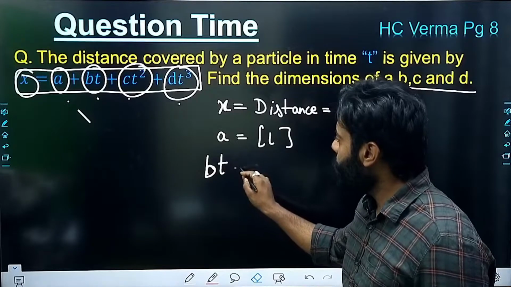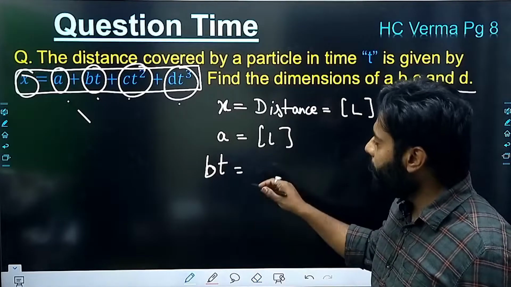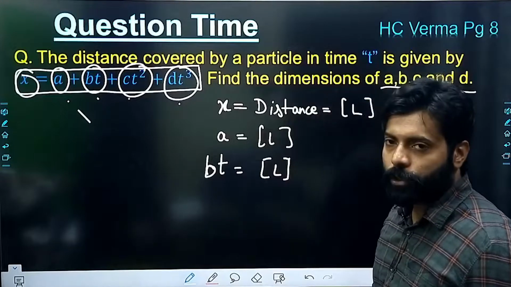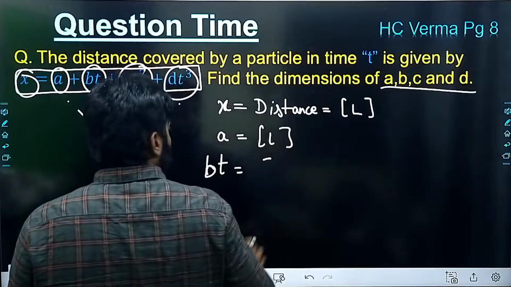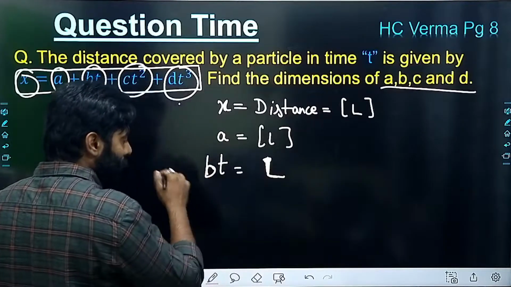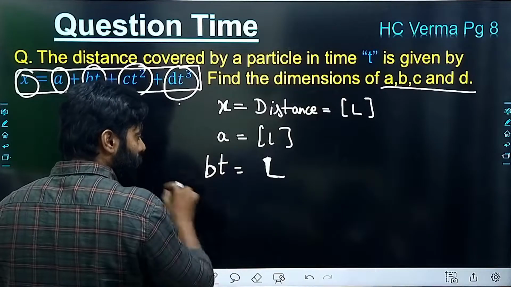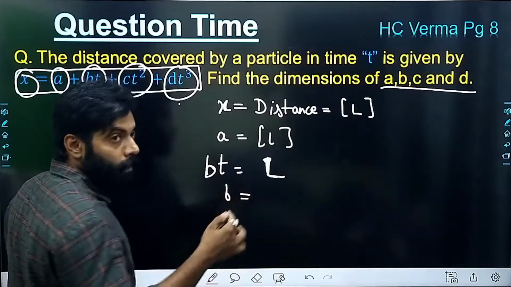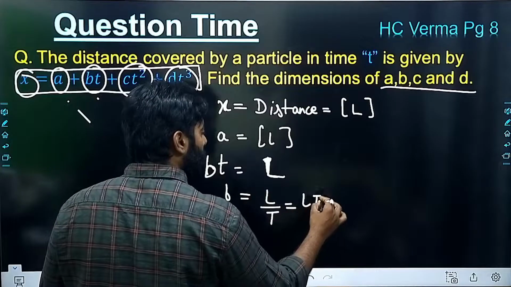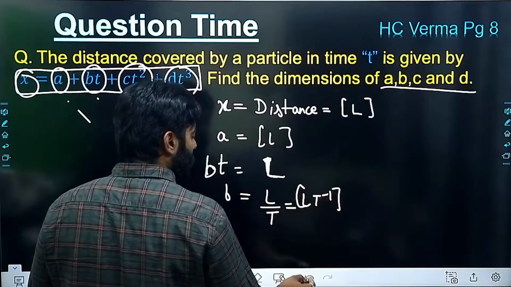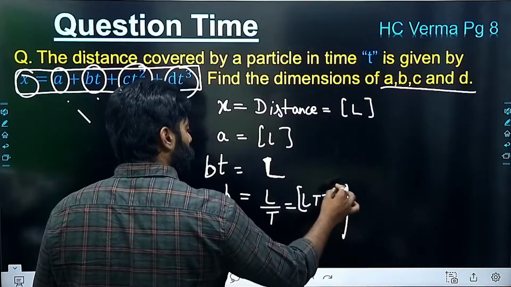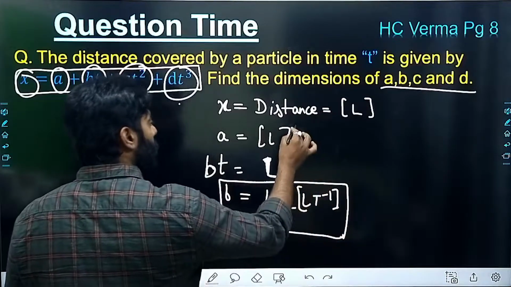Next we have Bt. This Bt must have the dimensions of length, L. When Bt has the dimensions of L and time has the dimensions of T, then B has the dimensions of L by T, that is LT minus 1. So B has the dimensions of LT minus 1.